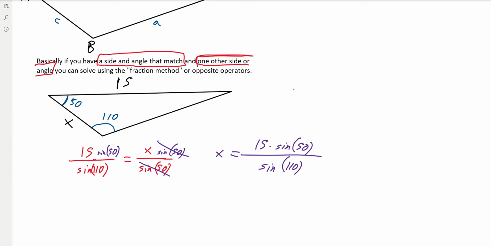All right, so at that point, you can plug it into your calculator. 15 times sine 50 divided by sine 110. And if you do that, then you get 12.2. Oh wait, no, not degrees. This is a side length. I guess just 12.2. Let's just leave it there.